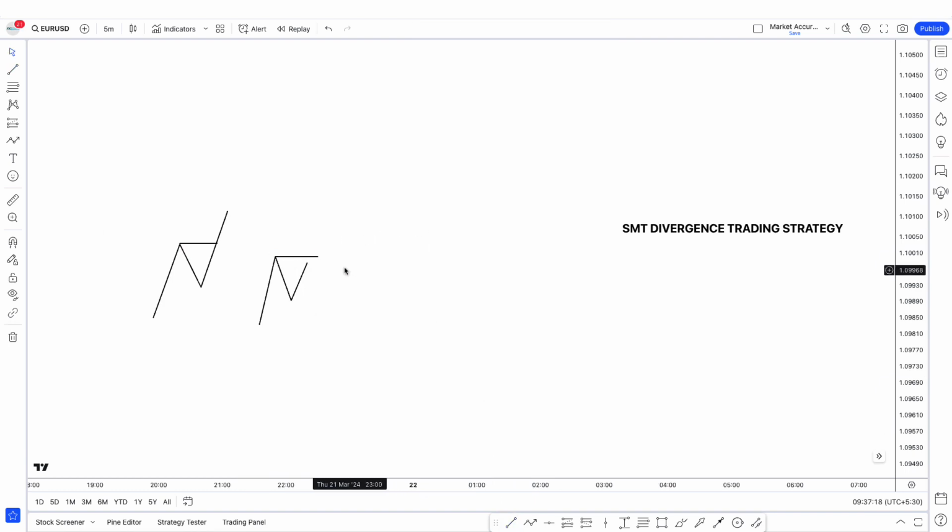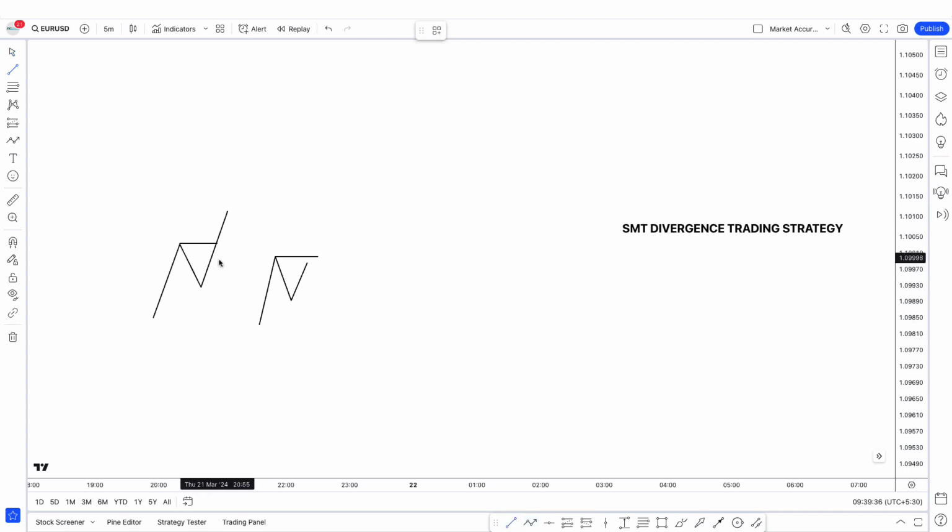Now, what is a shift in order flow? Let's say we are looking for short positions. We look for a liquidity sweep on one pair, and we look for an order flow shift on the other pair. Order flow shift is when price fails to make a higher high on that pair. So on EUR/USD, we have a higher high, but on the GBP/USD, we failed to create another higher high, which means that the momentum has now shifted to the downside. So the pair that made a higher high was actually the liquidity sweep.